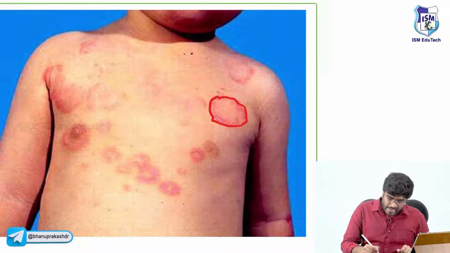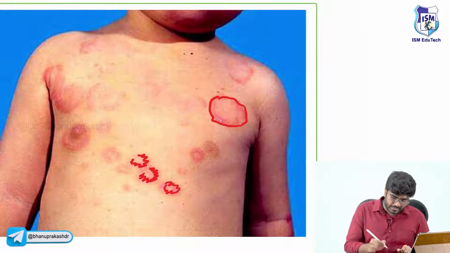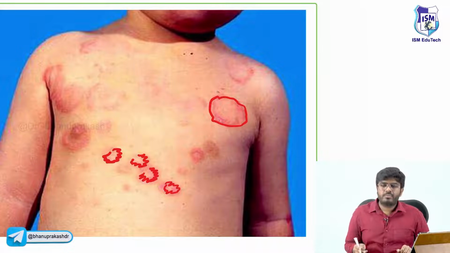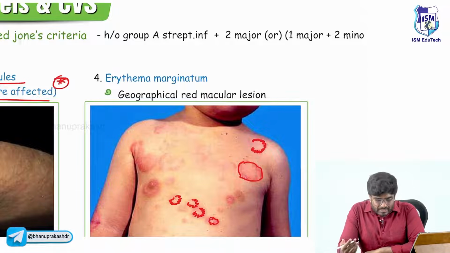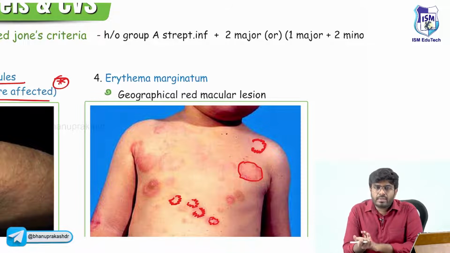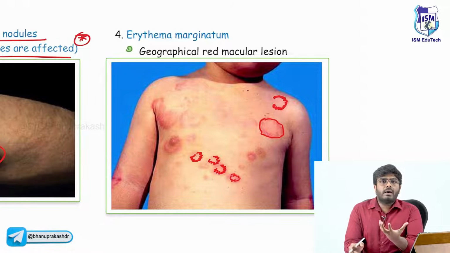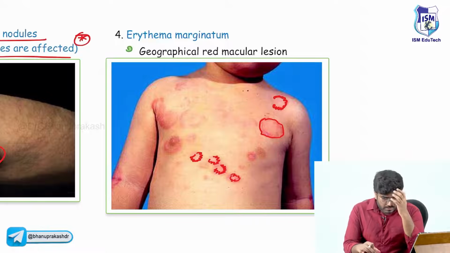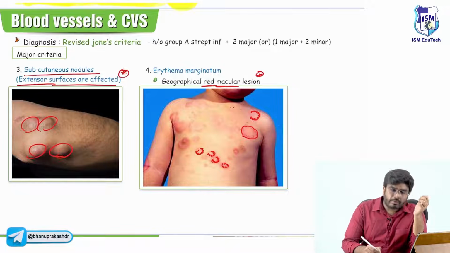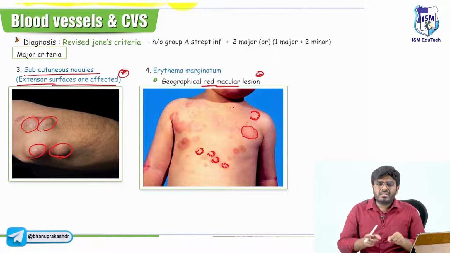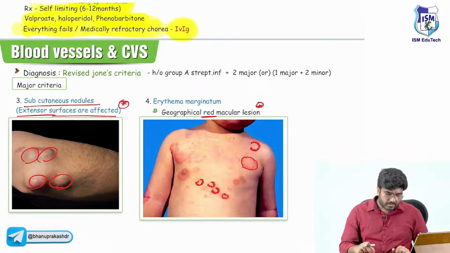And erythema marginatum: say the boy is having a rash, and in the rash the margins are having the erythema, so that's why it is called erythema marginatum. This is not a ringworm. Usually erythema marginatum is not very well appreciated in Indians because we have darker skin. In fair-skinned people it will be very much appreciated. Geographically, red macular lesions will be central white with margins which are erythematous. So done.